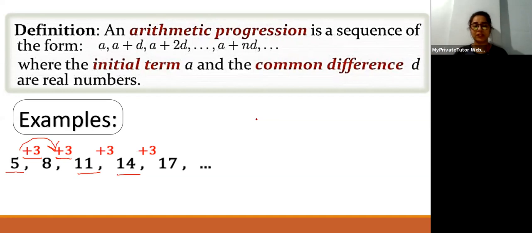What if the first difference is 3, the second is 4, the third is 5, and the next is 2? That means the difference is not the same, and that sequence will not be considered an arithmetic progression.